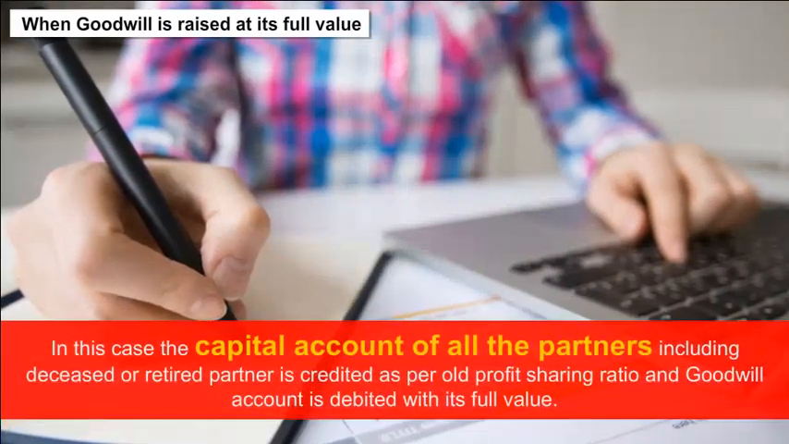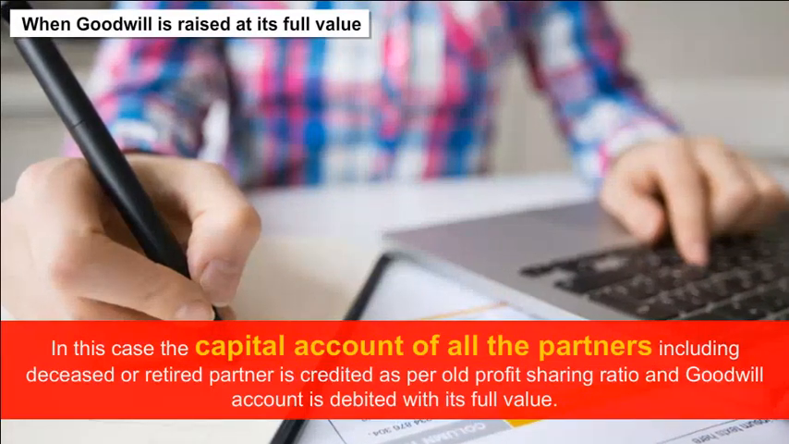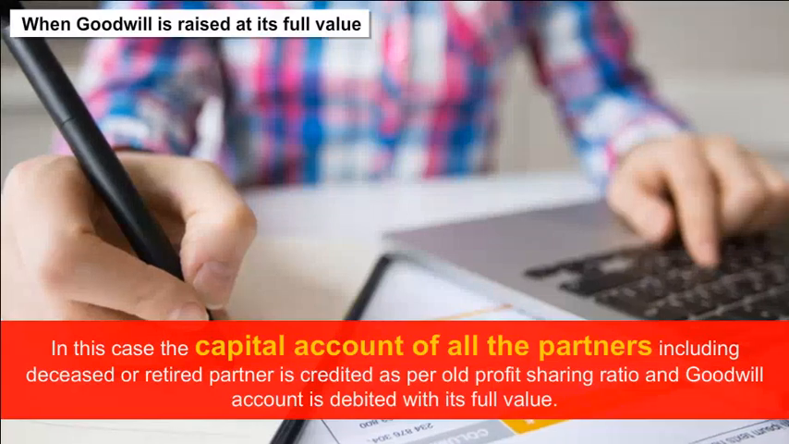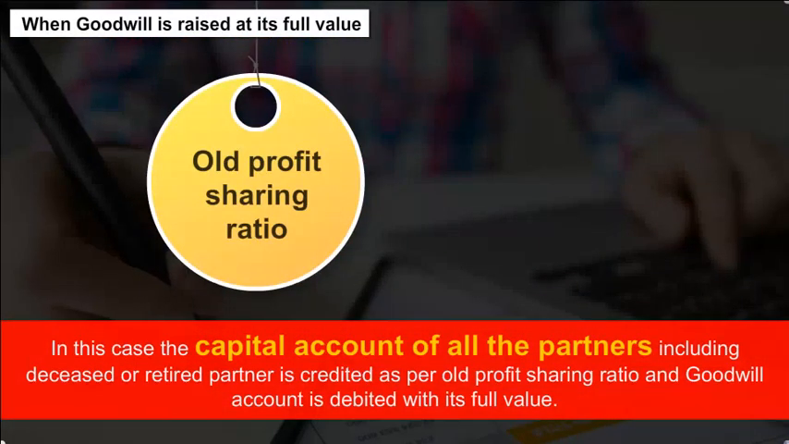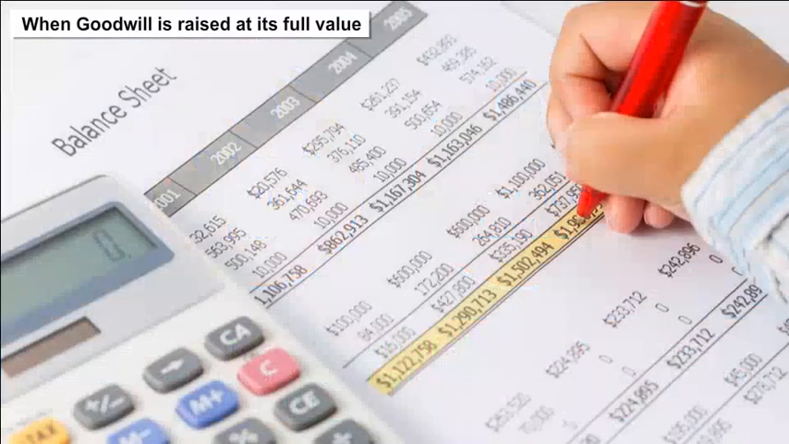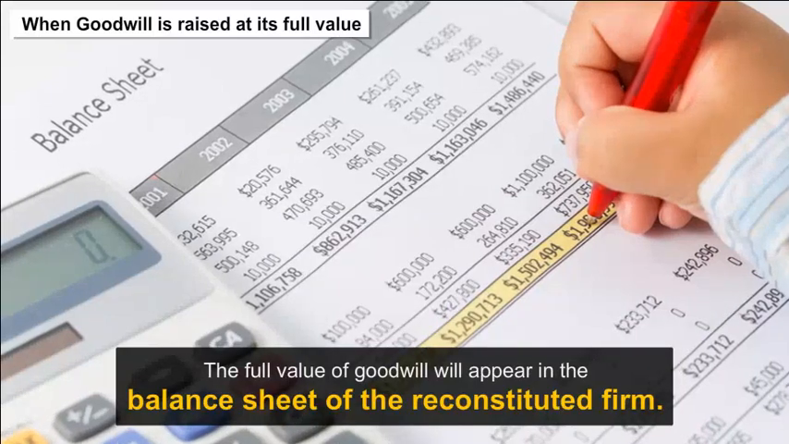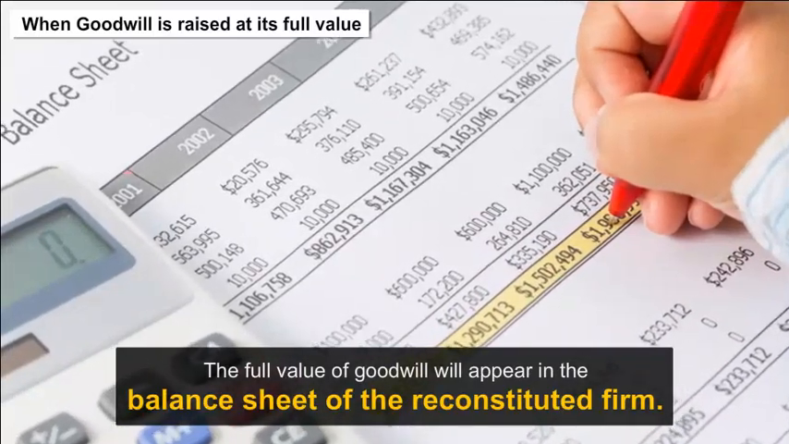In this case, the capital accounts of all the partners, including the deceased or retired partner, are credited as per the old profit sharing ratio, and the goodwill account is debited with its full value. The full value of goodwill will appear in the balance sheet of the reconstituted firm.